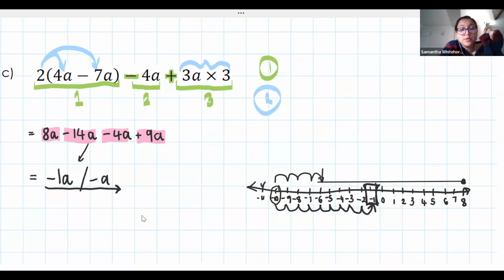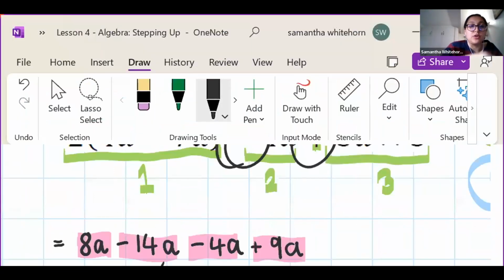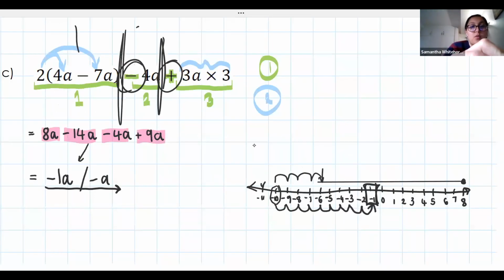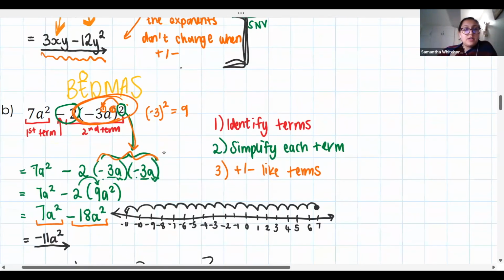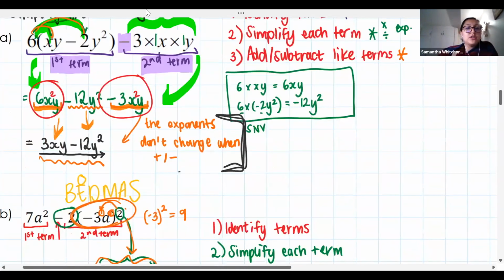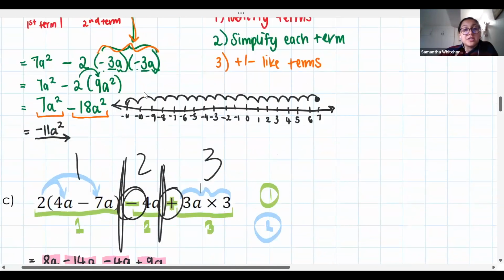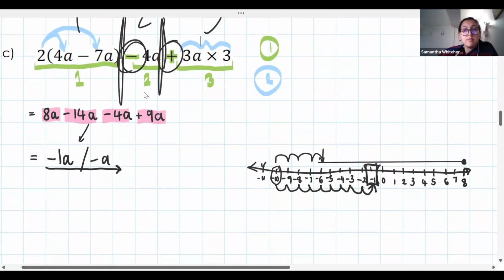So remember, terms are separated by plus and minus signs. So that and that separates my terms. So that is the separation. So I've got 1, 2, 3. Interesting. So guys, in the last few examples, we generally had minus signs that were separating terms. Here we had a minus, but it's not just minus, it's minus and plus, and you need to remember that. Otherwise you are going to incorrectly identify your terms.